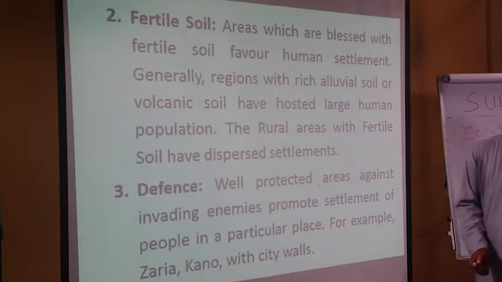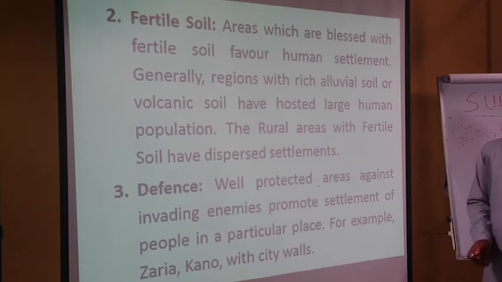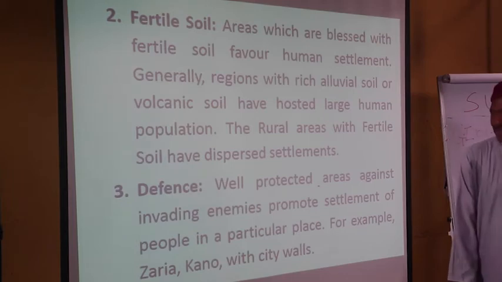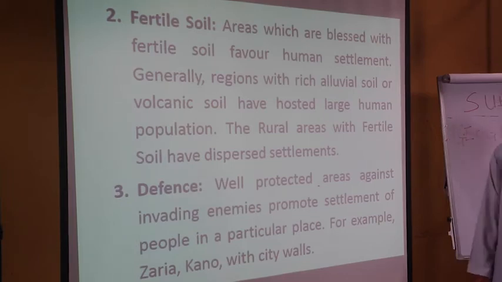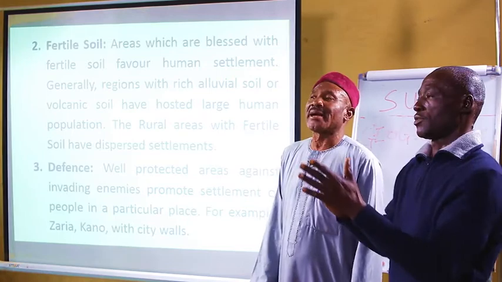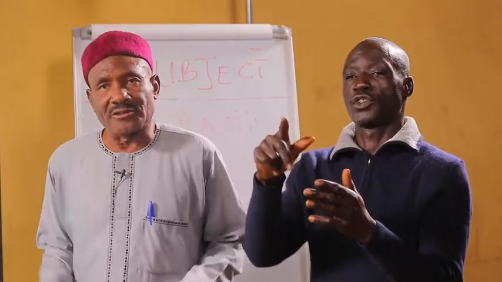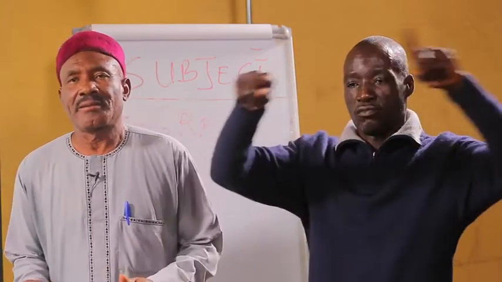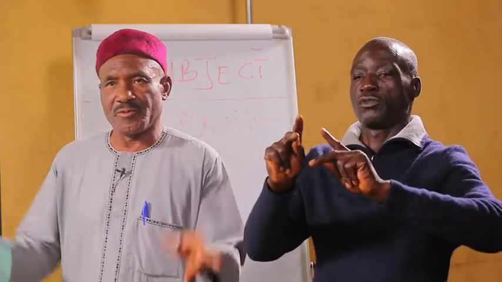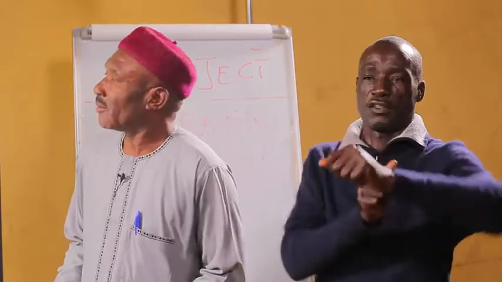Number three, defense. Well-protected areas against invading enemies promote settlement of people in a particular place. For example, Zaria and Kano City, the wall built around them protected the people there as a defense.